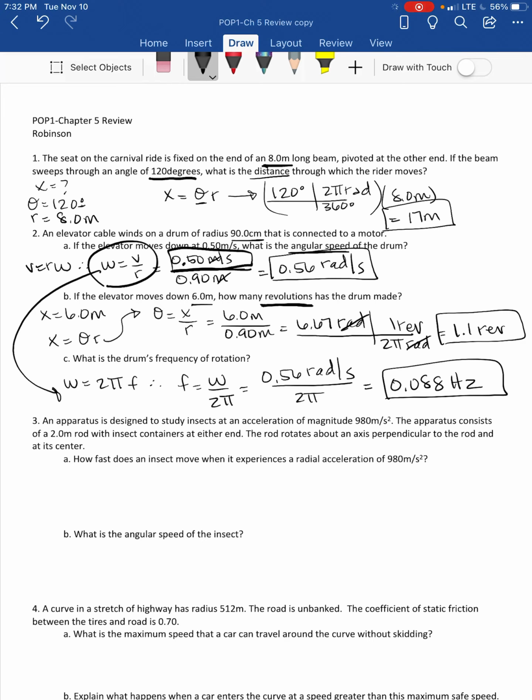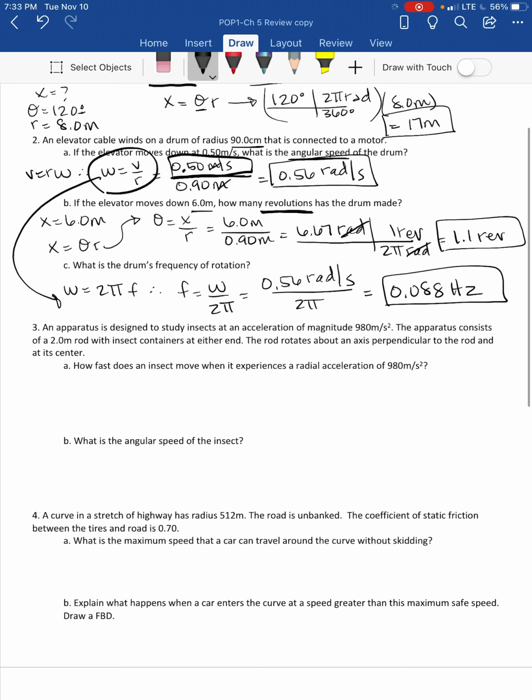All right, so we are on number 3. Number 3 says that an apparatus is designed to study insects at an acceleration of magnitude 980 meters per second squared. The apparatus consists of a 2-meter rod with insect containers at either end. The rod rotates about an axis perpendicular to the rod at its center.